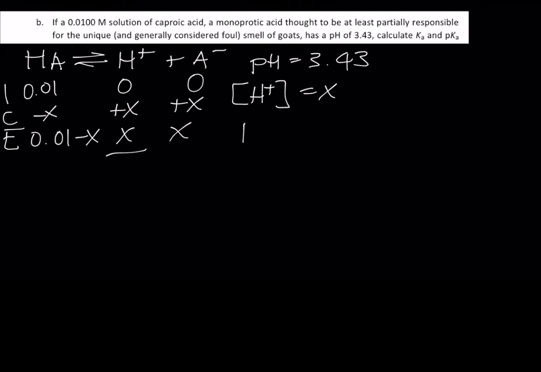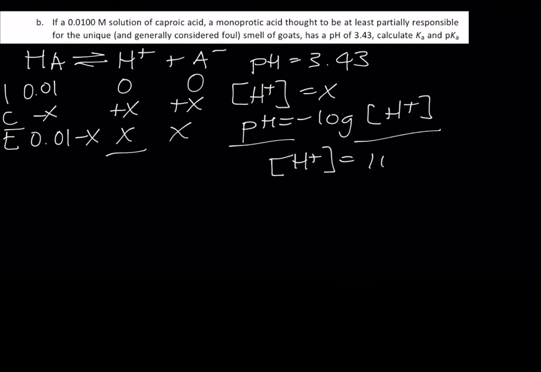So remember that pH is equal to the negative log of H+. And anytime when you're given the pH, you can work backwards in order to find the value of H+, where H+ concentration is equal to 10 to the negative pH value. So 10 to the negative 3.43 is equal to 3.72 times 10 to the negative 4.